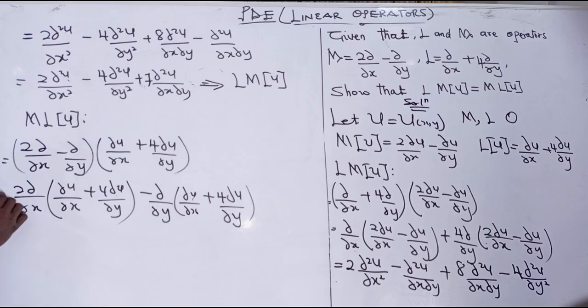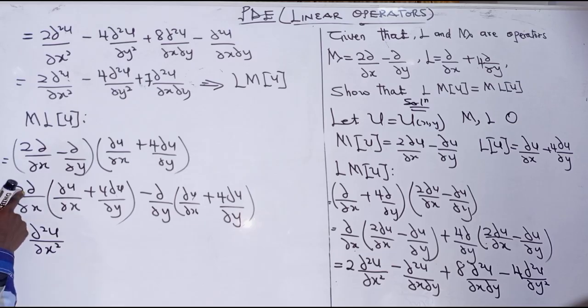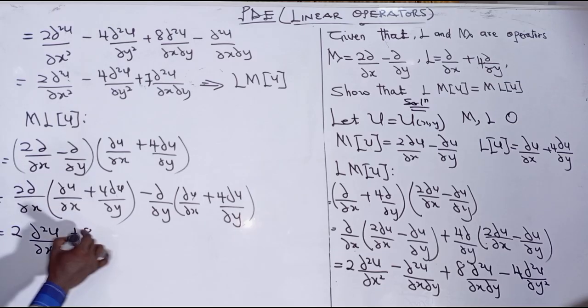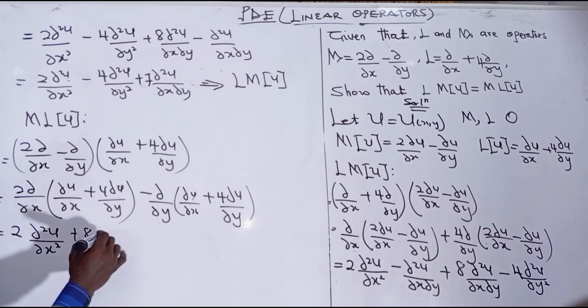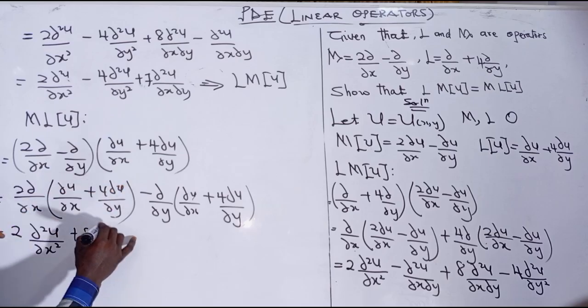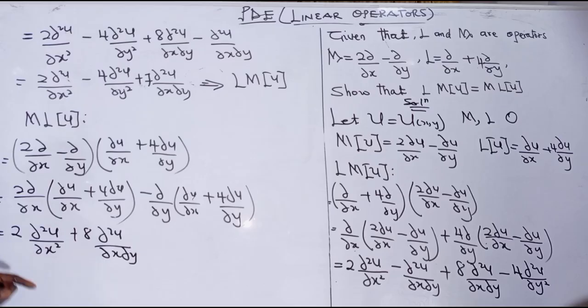So we have 2 here. The 2 is a constant, so we have 2. When we differentiate del U del X with respect to X, we are going to get del square U del X squared. Very interesting. Then we have 2 times 4 gives us 8. You multiply the constant 2 times 4, it will give us 8. Then we differentiate del U del Y with respect to X, and that's going to give us del square U del X del Y. So we are done with this.